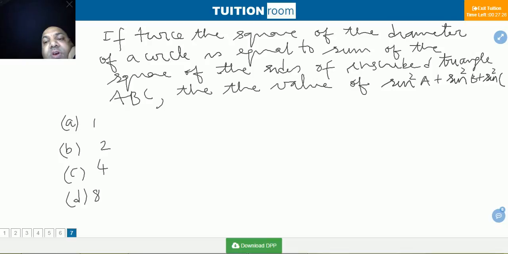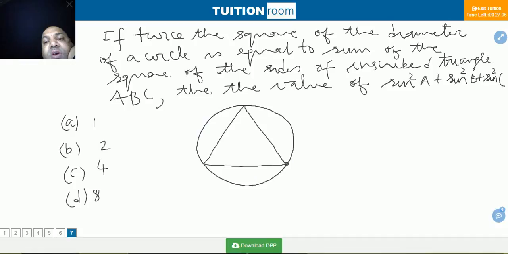Students, what he is saying, consider a circle and inscribe a triangle inside it. Inscribed a triangle inside it means all three vertices of the triangle must lie on the circumference of the circle. This is capital A, capital B, capital C, small a, small b.